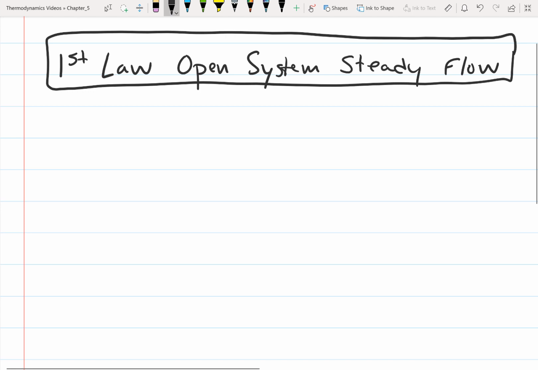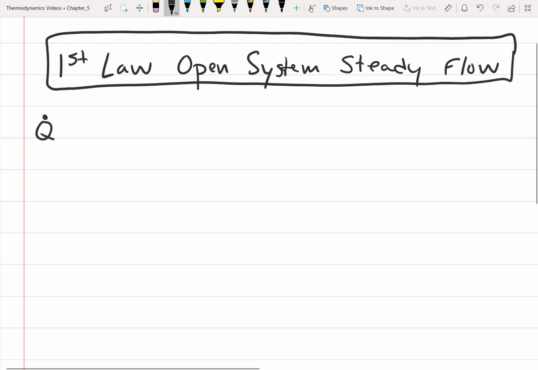In this video, I'm planning on showing you how you would apply the first law to open systems that are steady flow. In a previous video, I derived the first law for steady flow in open systems. So I'm just going to write down the two equations that we derived for steady flow, and then we're going to look at how those equations are applied to specific devices such as nozzles, diffusers, pumps, etc.